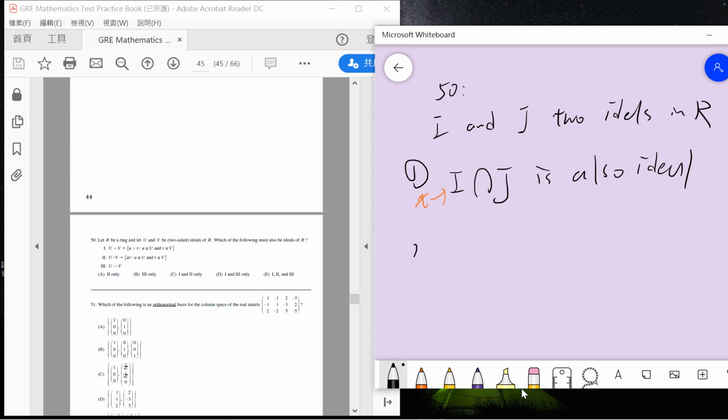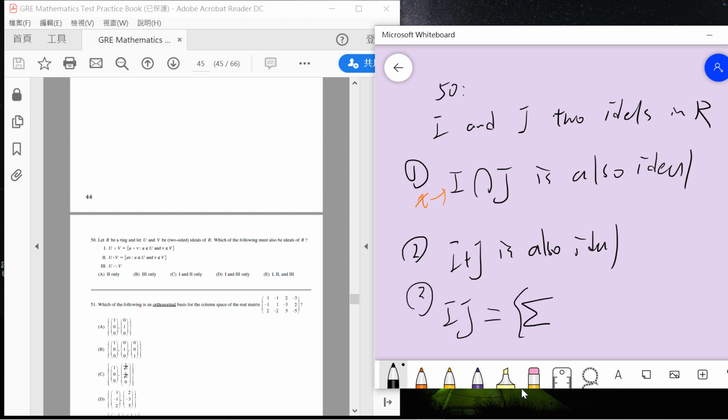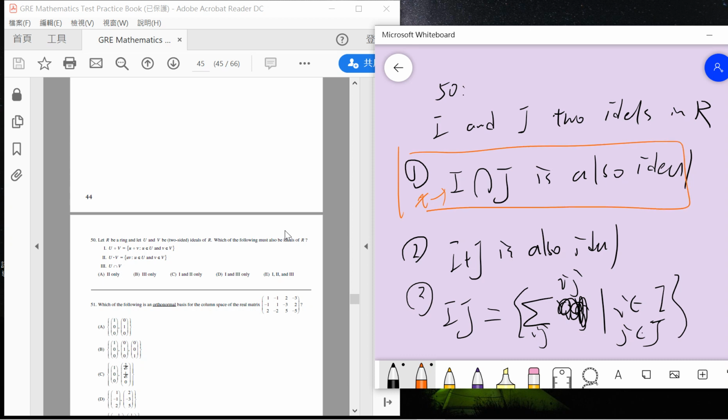Second, I plus J is also an ideal. But the third is I times J. I times J means the linear combination of ij, where i belongs to I, j belongs to J, but only linear combinations. So in this question, the first one is this one. The second one is not an ideal because it lacks the linear combination, and the third one is an ideal, so it's 1 and 3. We choose D.